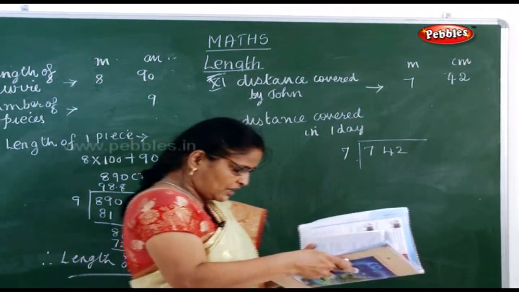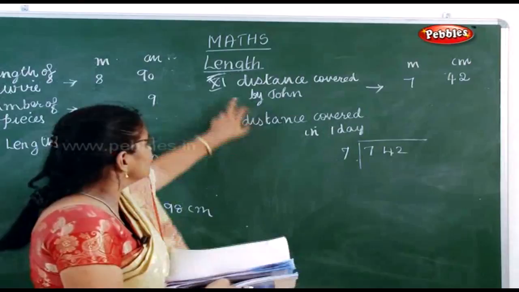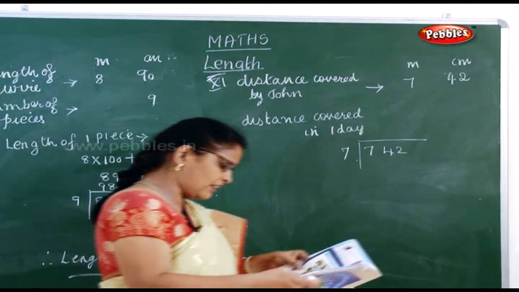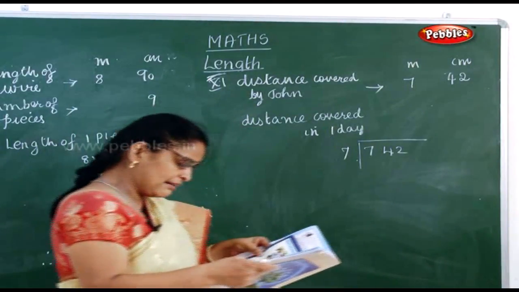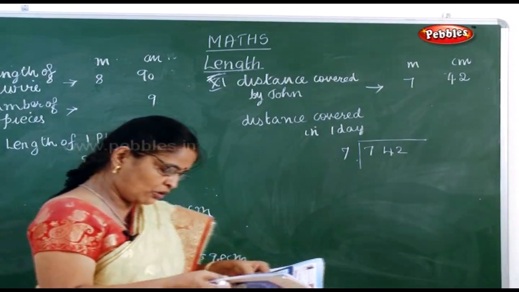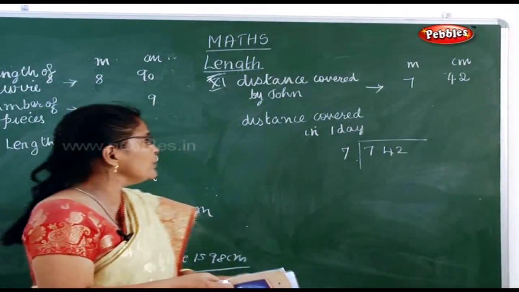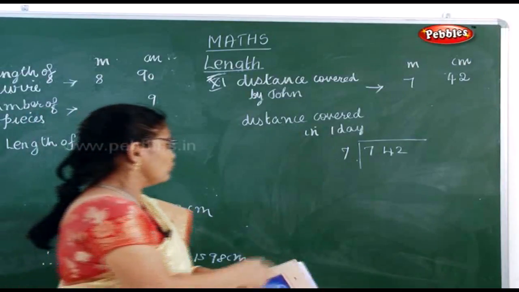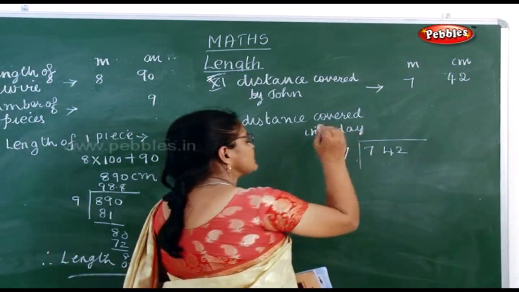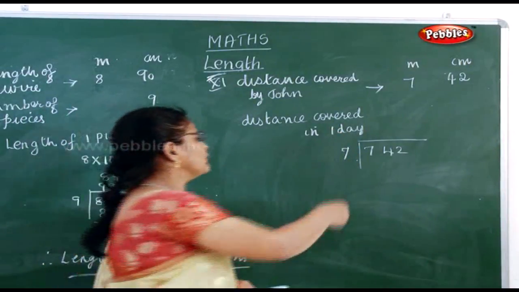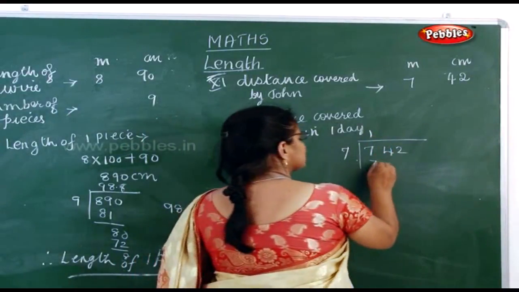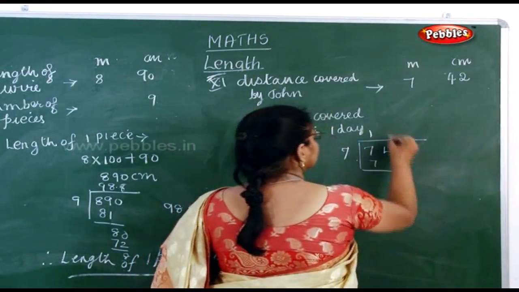Because now listen, see, he ran it in one day. The distance covered by John, what is the question they have given? John runs along the boundary of ground covering 7 meter and 42 centimeter in a week. So week means 7 days. Now what you have to do is divide it by 7. So 7 ones are 7 and 42 it is 6 times.